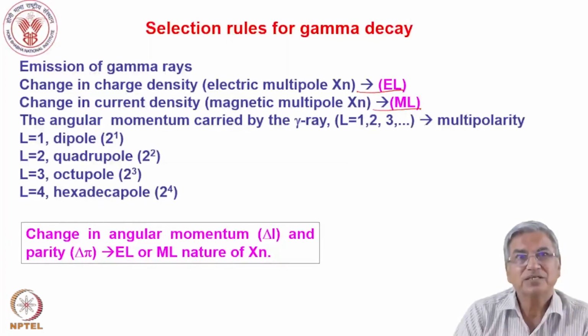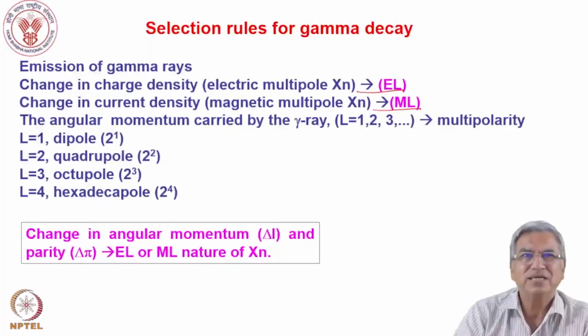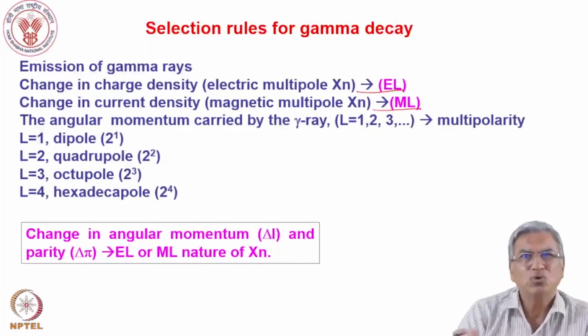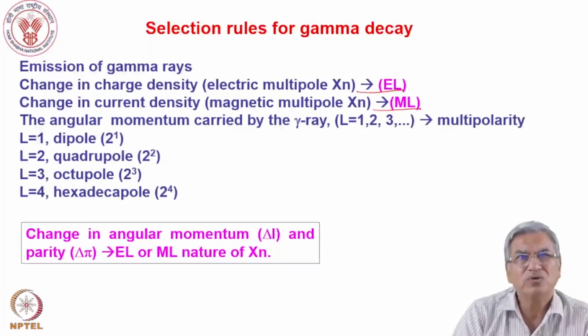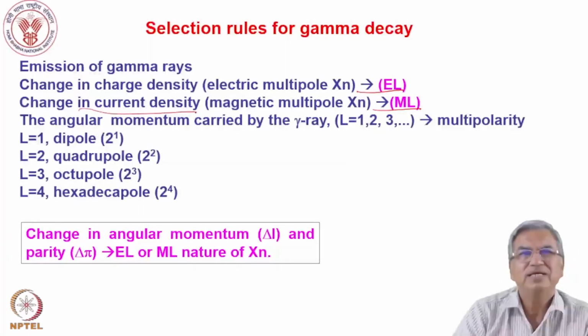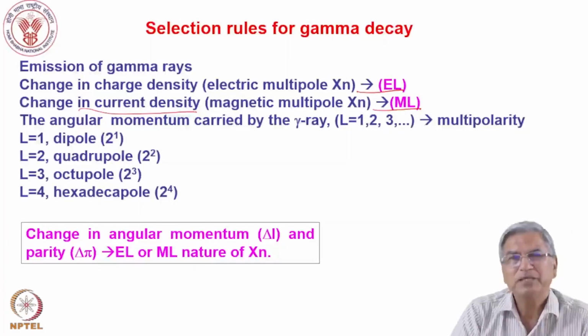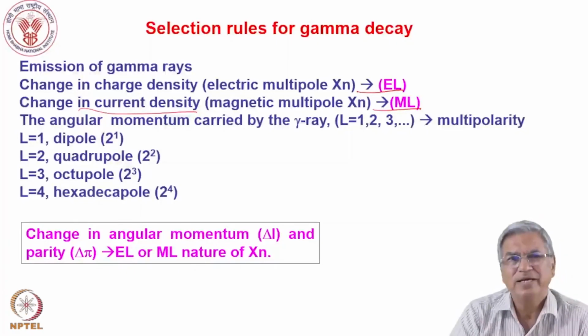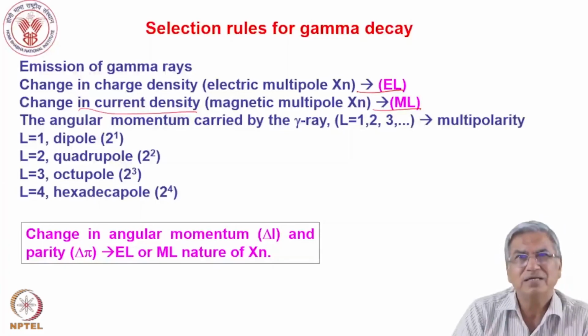When we have a change in the current density, how do you produce a current? Suppose your electron is moving in a circular orbit, then it is generating a charge moving in a circular orbit, generating a magnetic field. So there are nucleons moving in the orbits of the nucleus, and there is a change in the current density in the nucleus. We say it is associated with the magnetic multipole transition. So the gamma transition is taking place. A single gamma ray can have either an electric character or the magnetic character. So we will discuss this in more detail as we go along.